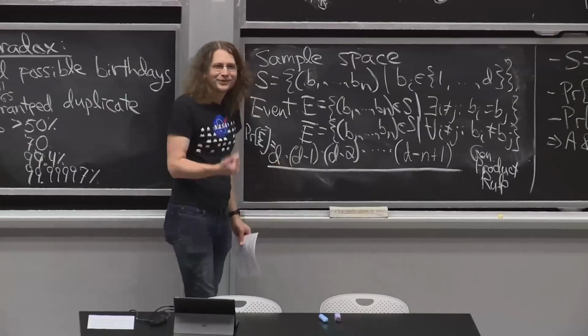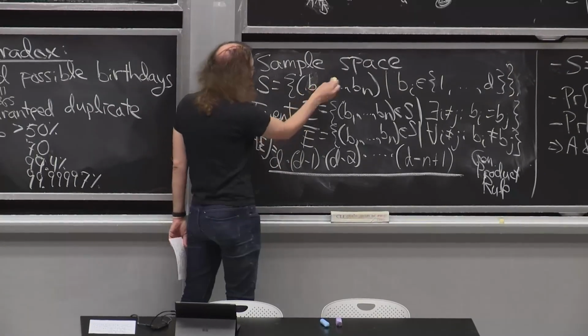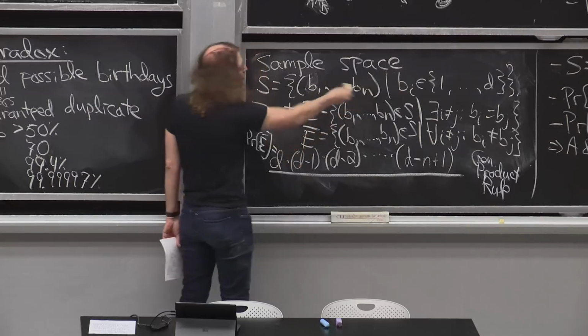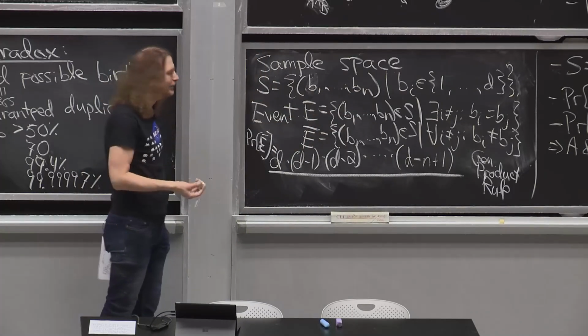It's either n to the d or d to the n. You've got to think for a while. It's like, yeah, d to the n. There's d ways for this, d ways for this, d ways for this. So it's just the product of n d's. The product of d times d times d, n times.